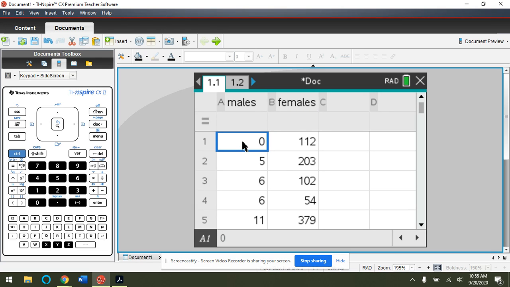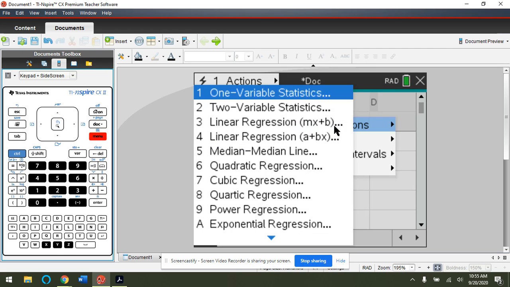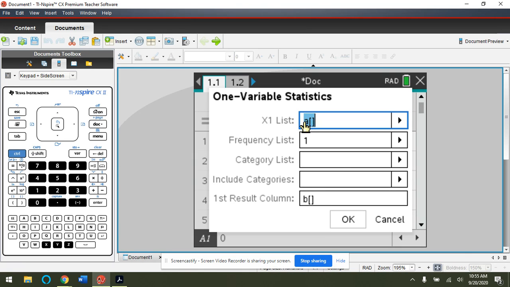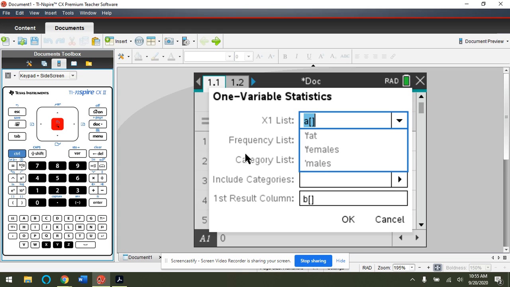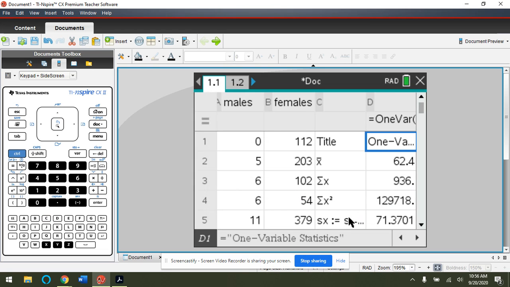So I'm going to put my cursor in the males. I'm going to go menu, statistics, stat calculations, one variable statistics. Okay, yes, for one list. Now I'm going to remember how it's A. If I come over here and click, I could pick males. Notice fat is still in here because I'm still in the same document. I'm going to pick males, but this is the key. My column B is where my females data is. So I need to change this to column C because I need my answers to go in column C because that's empty. And I press OK.